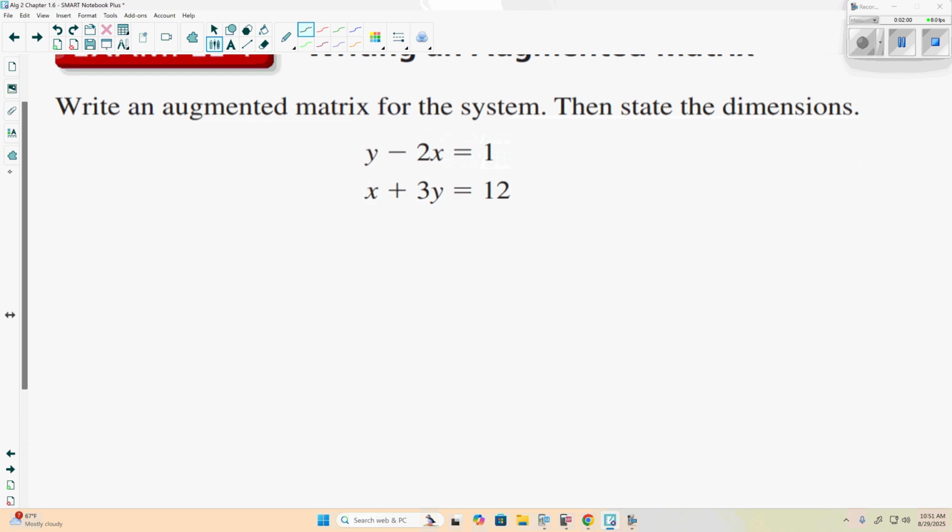So let's flip the page. Let's look at this here. So we're going to write this as an augmented matrix. For our two equations we have y minus 2x equals 1, x plus 3y equals 12.